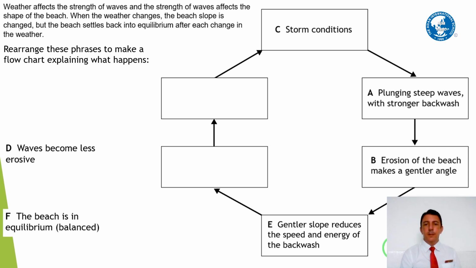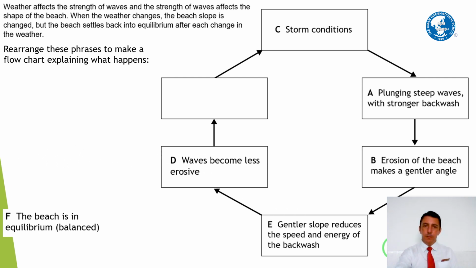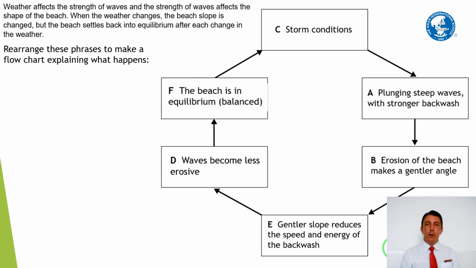The gentler slope reduces the speed and energy of the backwash. When we have a gentle slope, the upwash can travel further up the beach and deposit more material. So the waves become less erosive. So we have less erosion and we have more deposition. So this brings the beach back to equilibrium. It becomes balanced again. We're starting out where we were before, until another storm comes and the cycle begins again.